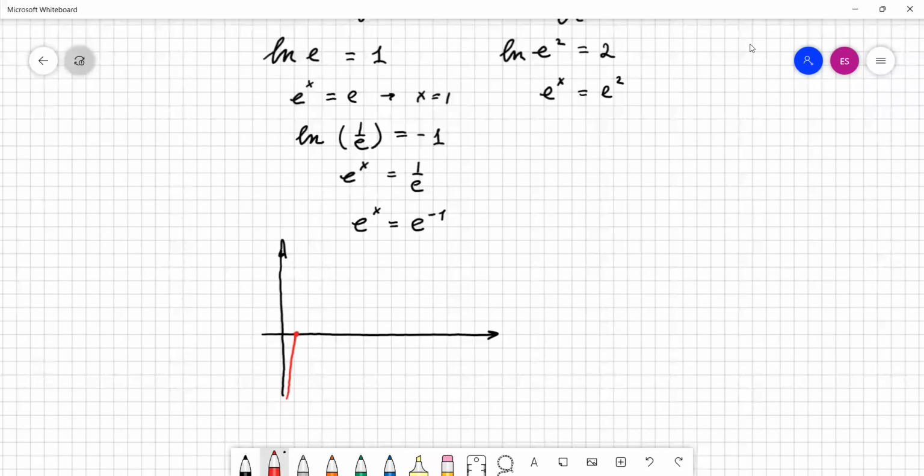Then if you go back over here, log of 10 equals 1, because to which power do we need to raise 10 to get 10? It's 1. So if you plug in 10 here, counting 1, 2, 3, 4, 5, 6, 7, 8, 9, 10, then you are going to get 1. And the graph is going to look like this. So this is log of x.